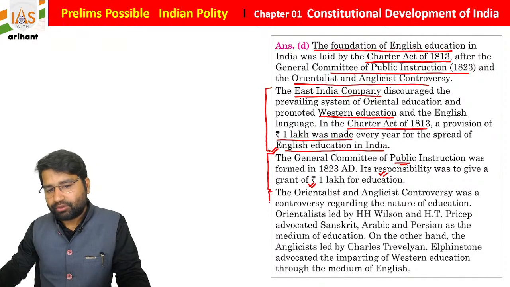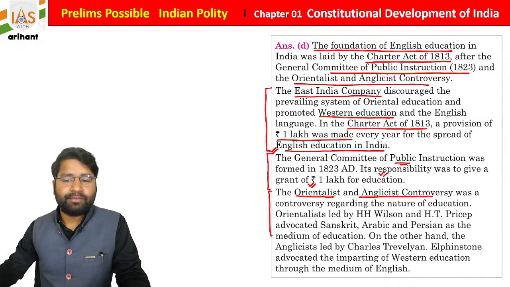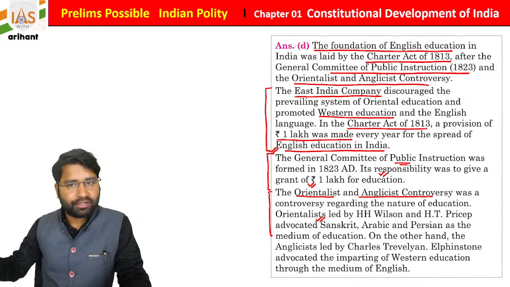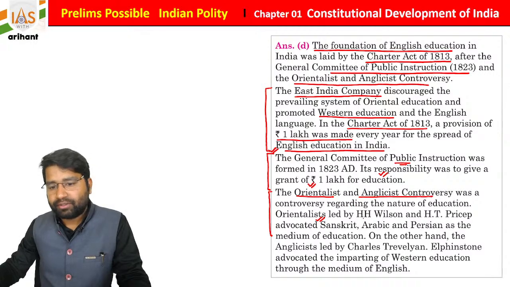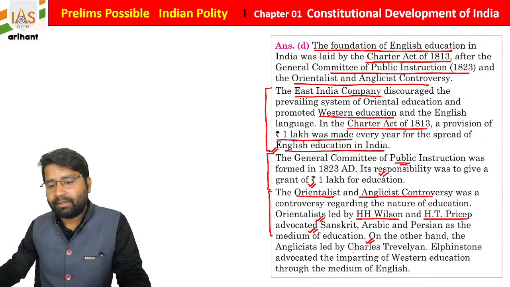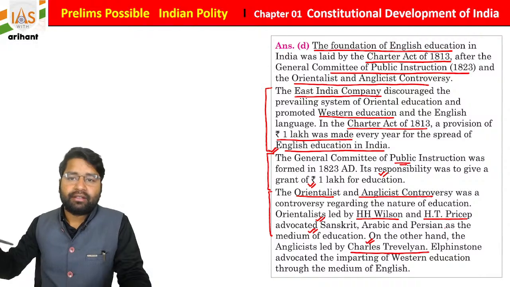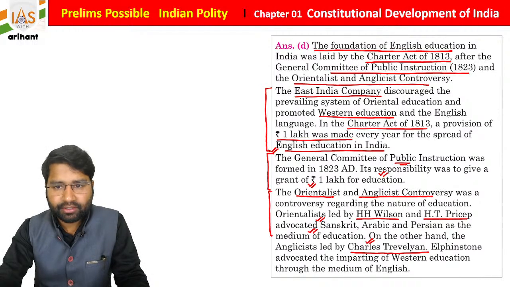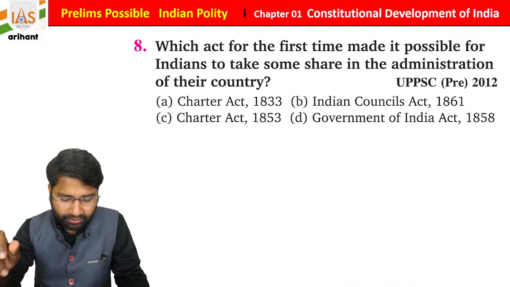And then we already discussed the Orientalist and Anglicist controversy, students. The Orientalists were more inclined towards the form of education that was followed in the country, in Arabic, in Persian, in Sanskrit. And this was led by H.H. Wilson and H.T. Prinsep. Okay, Prinsep. And they were advocating for Sanskrit, Arabic and Persian. On the other hand, the Anglicists, led by Charles Trevelyan, were promoting English education, students. They mentioned that we must introduce English education in India. I hope you are able to connect it. So these are the beautiful things mentioned in the book.